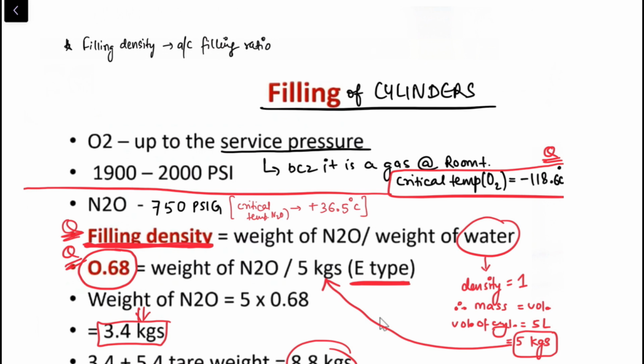Next, we come on to the filling of the cylinders. Remember, oxygen is a gas, and nitrous, which is filled in the cylinder, is a liquid. So it has the principles of both; the filling of oxygen and nitrous is different.